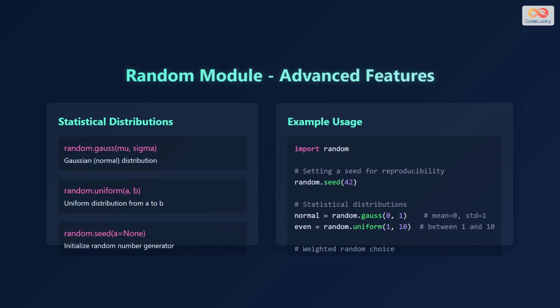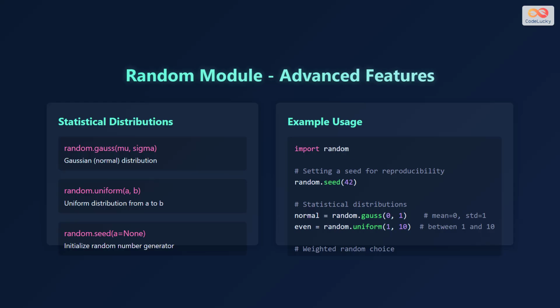The random module also includes advanced features for generating numbers from statistical distributions. The random.gauss function generates numbers from a Gaussian, also known as normal distribution, given a mean, represented as mu, and standard deviation, represented as sigma. The random.uniform function generates numbers from a uniform distribution between two specified values, represented as a and b. Also, the random.seed function initializes the random number generator, allowing you to reproduce the same sequence of random numbers each time your program runs, given a specific seed value, represented as a.